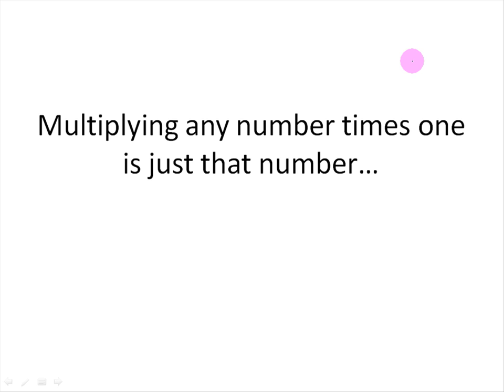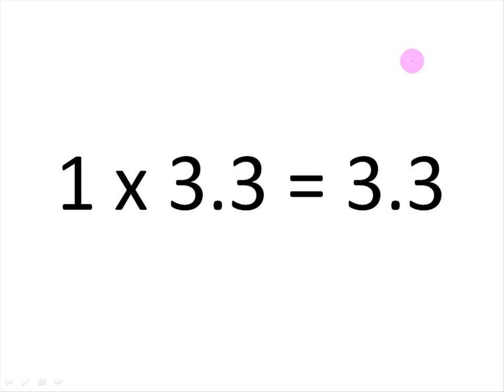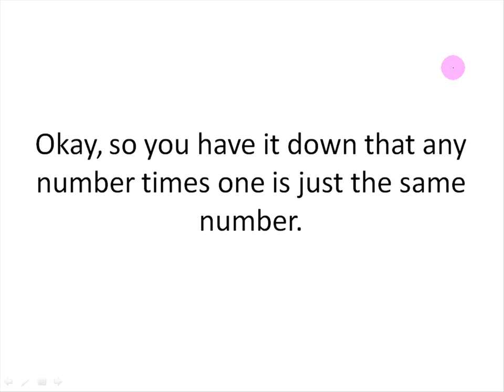Multiplying any number times 1 is just that number. You get the same number. For example, 1 times 5 is 5. 1 times 6 is 6. 1 times 3.3 is 3.3. 1 times a half is a half. Okay, so you have it down that any number times 1 is just the same number.